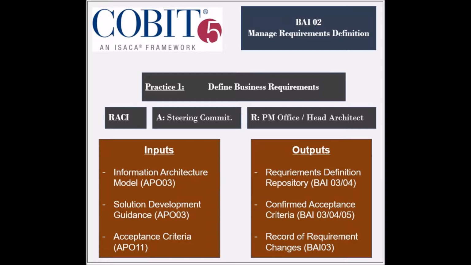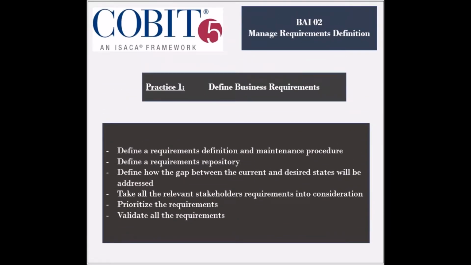The entity that is held accountable is the program steering committee. The practice receives several inputs that include the information architecture model from the BAI02 process, the solution development guidance from the BAI03 process, and the acceptance criteria from the BAI11 process. It generates 3 outputs, which are the requirements definition repository to be used by several BAI processes, the confirmed acceptance criteria to be used by several BAI processes as well, and the record of requirement change requests to be used by the BAI3 process.